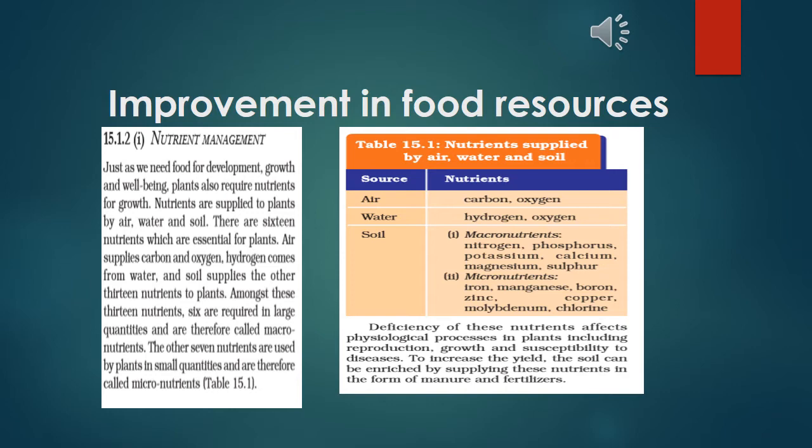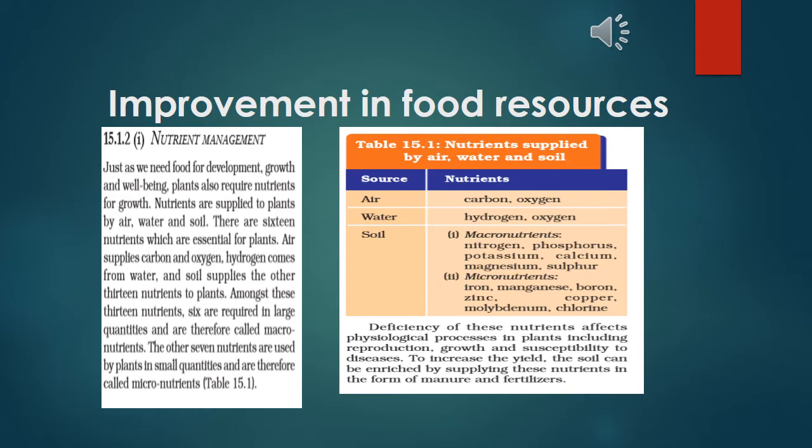Amongst these 13 nutrients, 6 are required in large quantities and are therefore called macronutrients. What are called macronutrients? The nutrients which are required by plants in large quantity are called macronutrients. And in total how many macronutrients? 6, because these 6 nutrients are required in large quantity. And the other 7 out of 13 are used by plants in small quantity, not required in large quantity. So we could say they are micronutrients. So in total 6 are macronutrients because they are required in large quantity, and 7 are micronutrients which are required in less quantity.